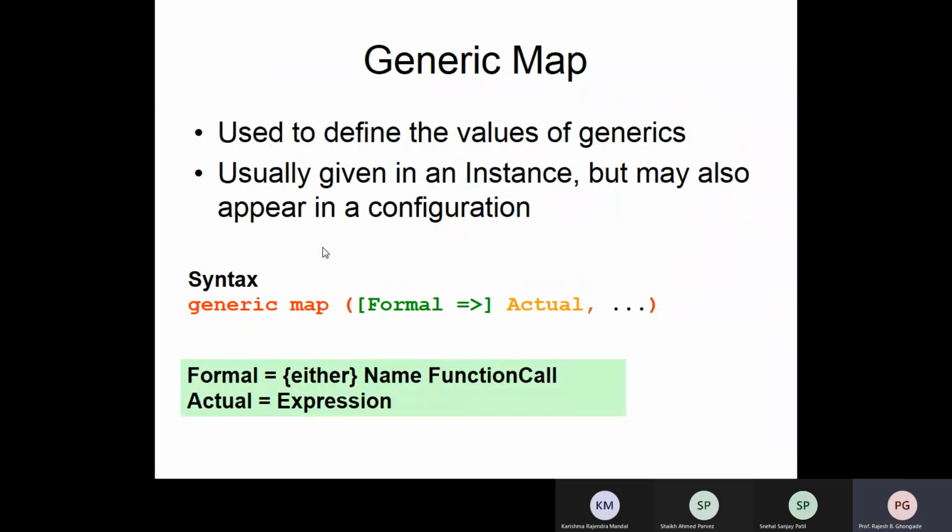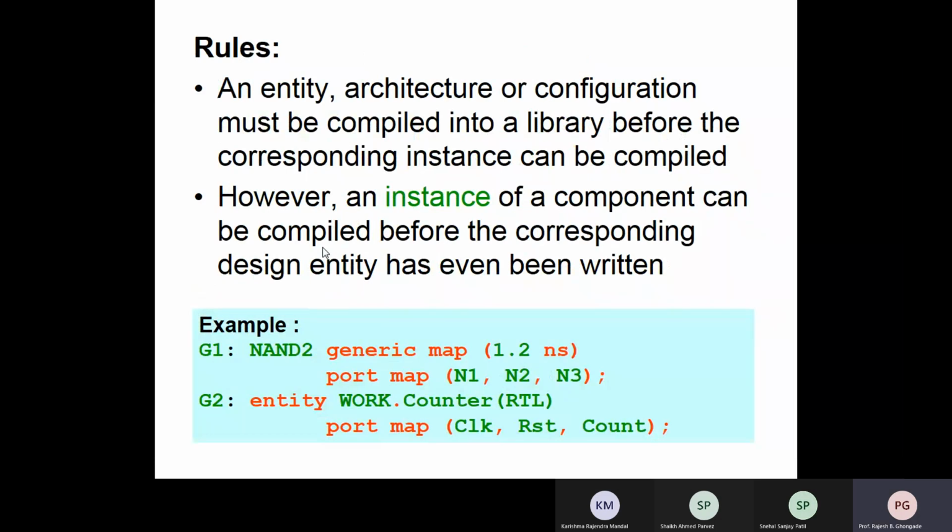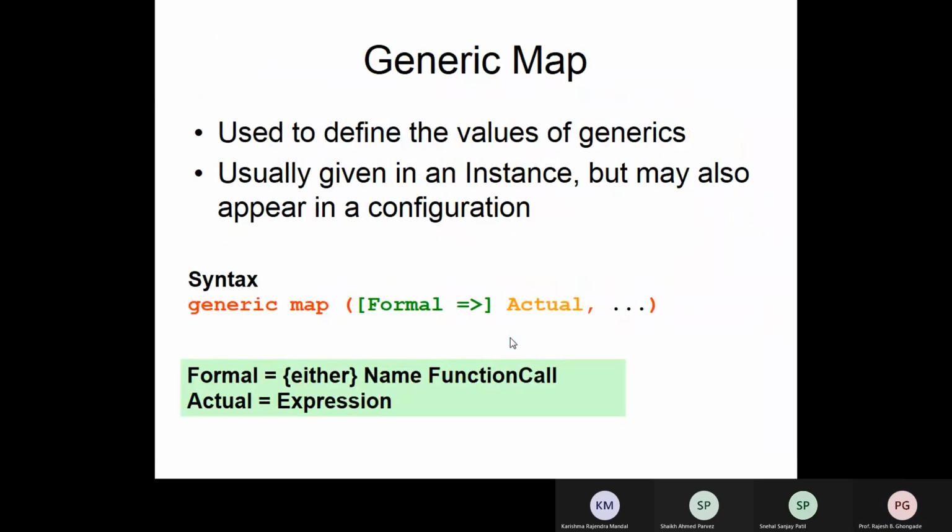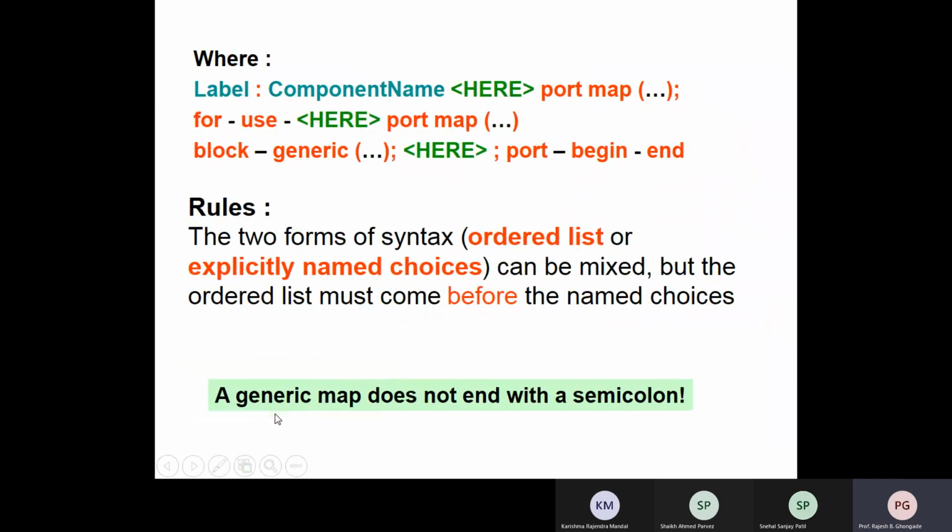So generic map. What we have here is a generic map. Generic map means all these values are attributed or assigned to those particular generics which are there in the entity itself, which you are instantiating, which you are calling up. There are two possible ways in which you can map it. One is called formal and the other is called actual. We'll see with an example.